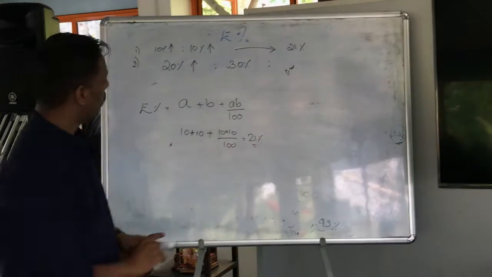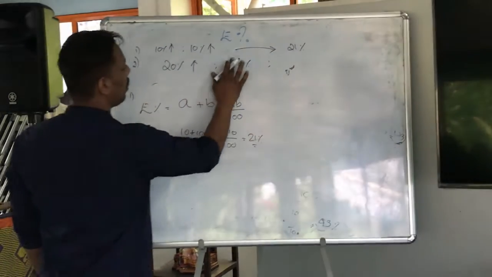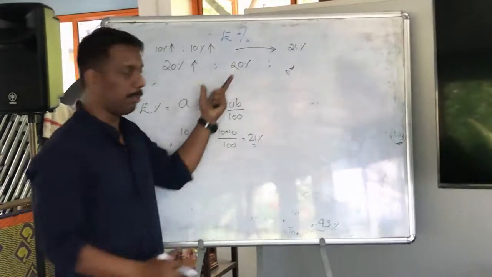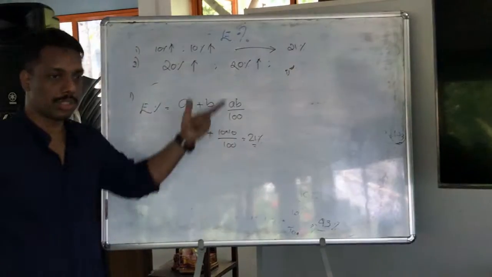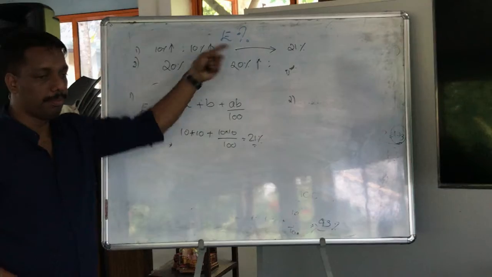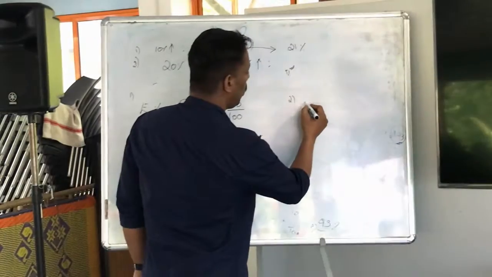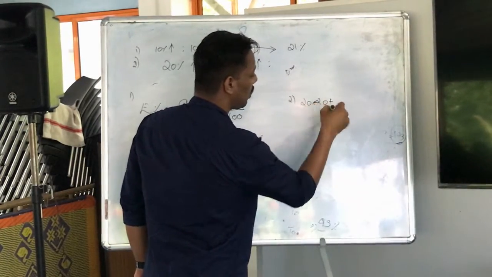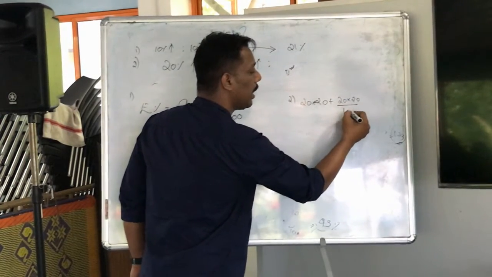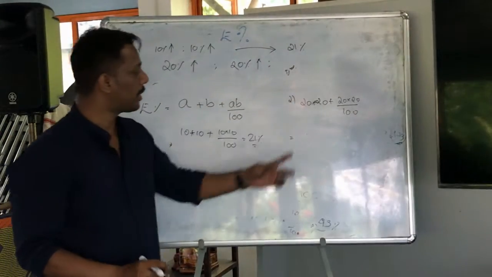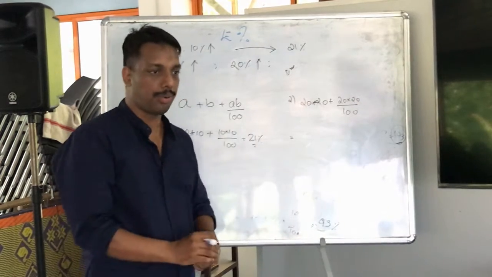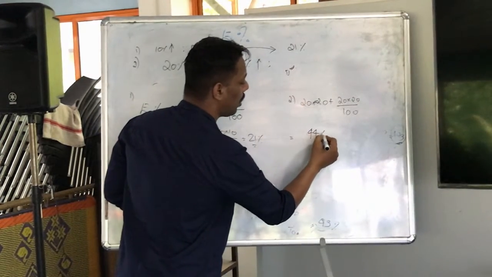Then check the second case. This is the first one. Second, we consider 20% increase and again 20% increase, right? This is your second problem. How will you solve it? Here A is 20, B is 20. 20 plus 20 plus 20 into 20 by 100. 20 plus 20 is 40. 40 plus 400 by 100, that is 4. So you will get 44%.